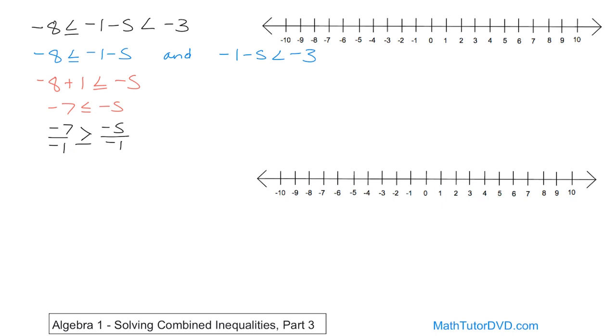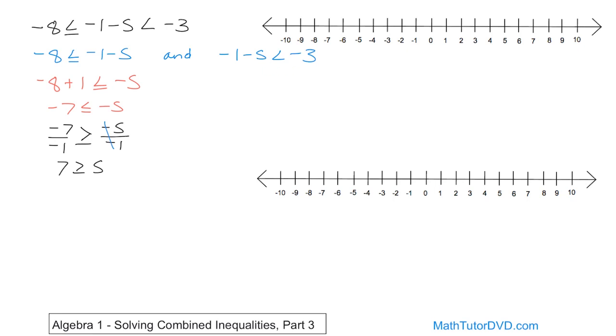So what do I have on the left? What is negative 7 divided by negative 1? It's positive 7, greater than or equal to, what is negative s divided by negative 1? Of course, they cancel. That's the whole reason we did it. So what we have, you can write that if you'd like, and then what you have on the right-hand side is s. So reading this part of the answer from this direction, the variable s is less than or equal to 7. Now that's only half the story.